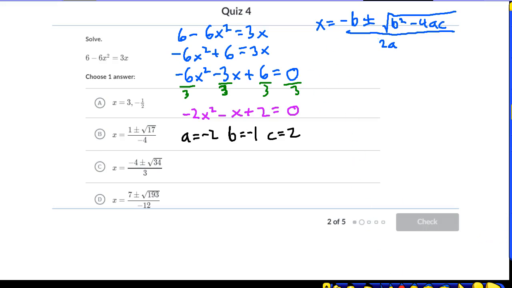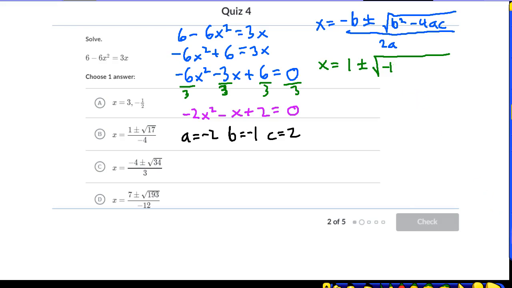Let's plug in these numbers. So we'll say x equals negative b, and it's already negative 1, so that'll be positive 1, plus or minus the square root of b squared. Well, that's going to be negative 1 squared. Now I see a lot of students that write this, negative 1 squared. Don't be lazy, don't write that, and certainly don't put that in your calculator. That is not what we're supposed to do here.